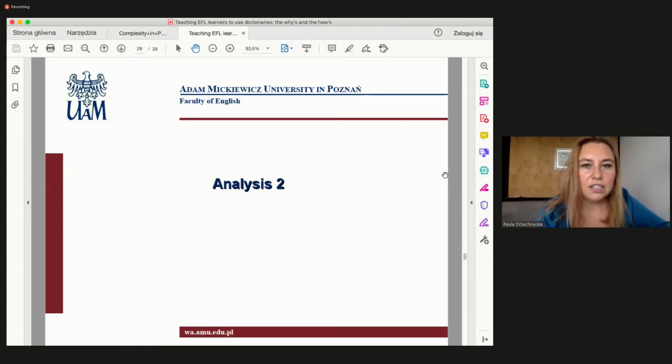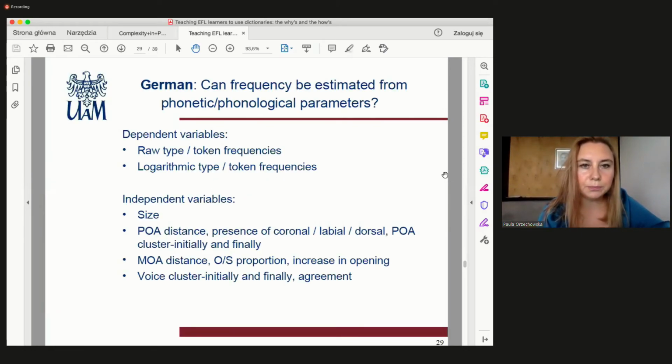Now analysis 2 goes specifically into the structure based on these properties and frequency. So the question is, can frequency be estimated from these phonetic and phonological parameters? I did this on 2 languages, just German and Polish, to compare 2 language families. There were 4 types of frequencies here: type and token, raw frequencies, and logarithmic frequencies. And for independent variables, this was not the whole list of 26 variables.